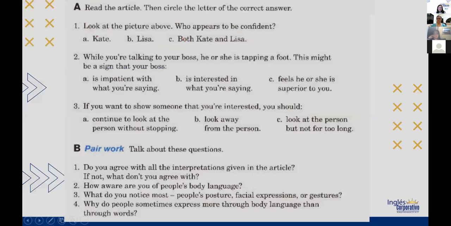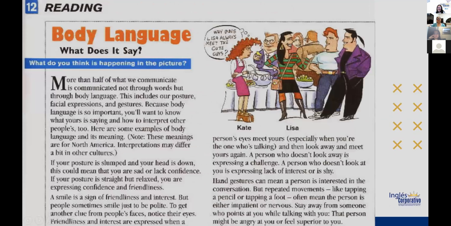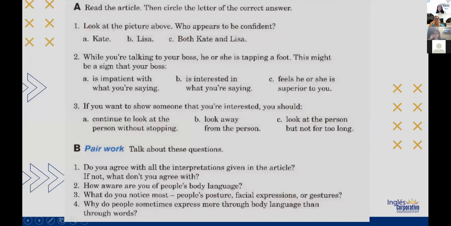And of course, we have some questions, okay? Look at the picture. You already saw the picture, the poor Kate. Who appears to be confident? Kate, Lisa, or both Kate and Lisa? Do you remember? Lisa. Lisa is confident, yes. Kate lacks confidence. Lisa is confident. And Kate is shy. Who appears to be confident? That's Lisa, right?